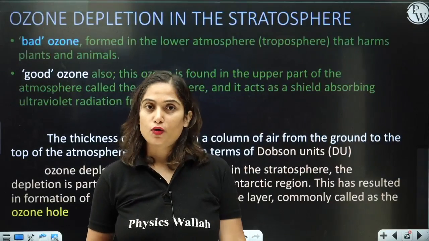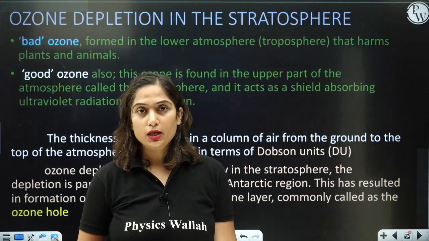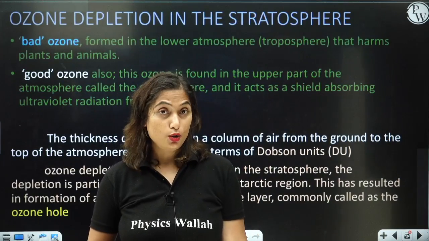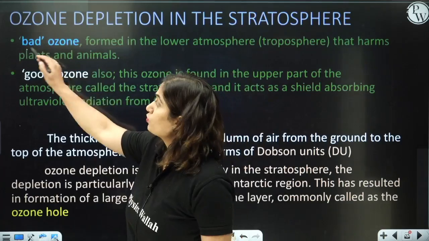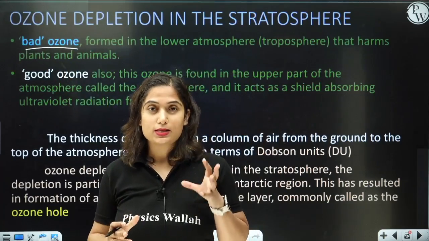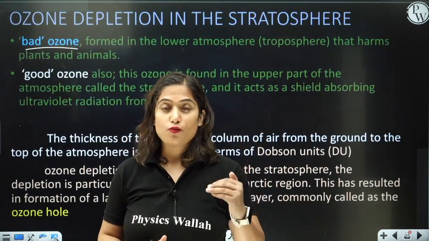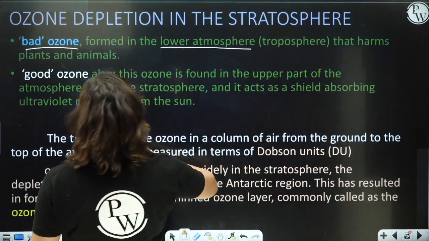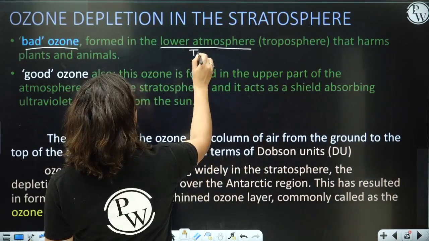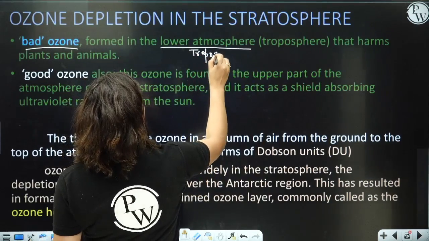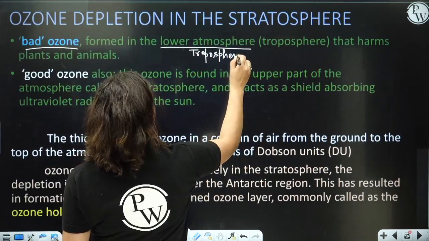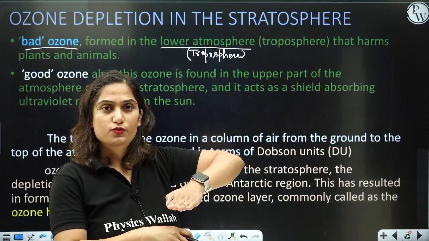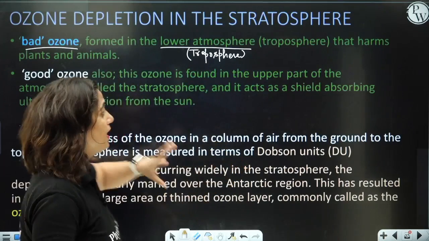And what is the function of ozone? Let's first of all categorize the ozone. There are two types of ozone: bad ozone, good ozone. Now, what is a bad ozone? A bad ozone is an ozone which is formed in the lower atmosphere. Lower atmosphere means troposphere. So the ozone which is formed in the lower atmosphere is not good, it is harmful, and that is called as the bad ozone.